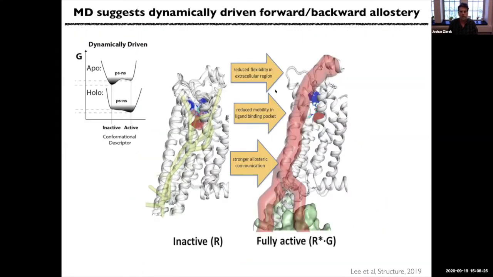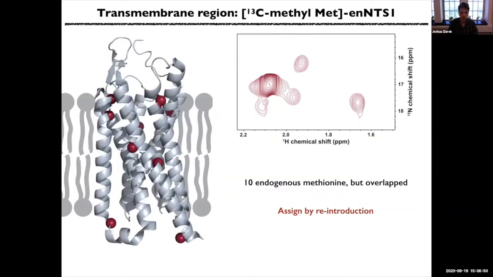And so then the other project that Fabian's been working on is looking at this dynamic allostery from the orthosteric pocket to the transducer pocket to the intracellular pocket. Okay, and MD simulations have really suggested that there's a role for dynamic allostery, but it hasn't been determined for GPCR systems yet. And so he's doing this using methyl labeled methionine. And so here's the neurotensin receptor. It has 10 endogenous methionine residues. Here's the HMQC spectra. You see there's not 10 peaks, so there's quite a bit of overlap.